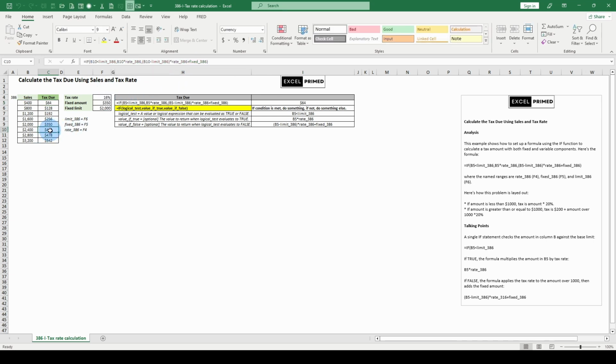Let's go down here. We know this is greater than the limit. So we're going to go to the value if false. We're going to go F9. It's going to be 414.